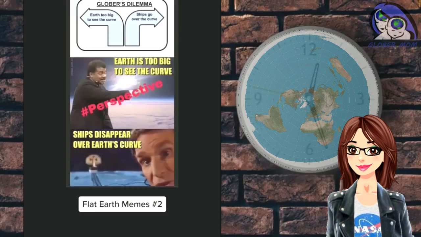Glober's dilemma. Earth too big to see the curve. Ships go over the curve. Earth is too big to see the curve. Hashtag perspective. Ships disappear over the Earth's curve. Gotta love when flat earthers trot out Neil deGrasse Tyson and Bill Nye, as if they're the only experts on the shape of the Earth. What flat earthers fail to grasp is that on the human scale, we cannot see the curve from the ground. However, we can see the effective curve from the ground, which is the horizon.